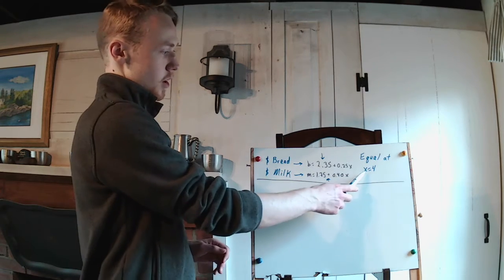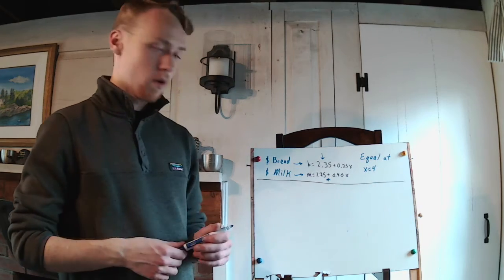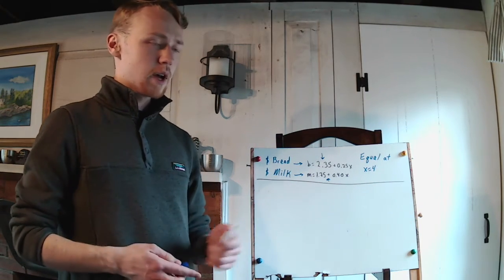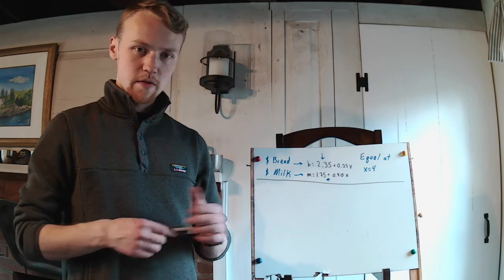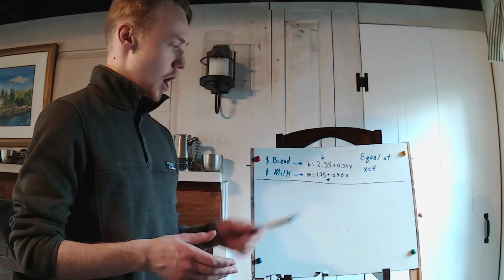So you'll see I've written up here, we know at what time they're equal. They're equal at x equals 4. That's great. But how can we find out the price? How can we find that out? Once again, I'll give you a few seconds if you'd like to pause it. We're going to keep going here.